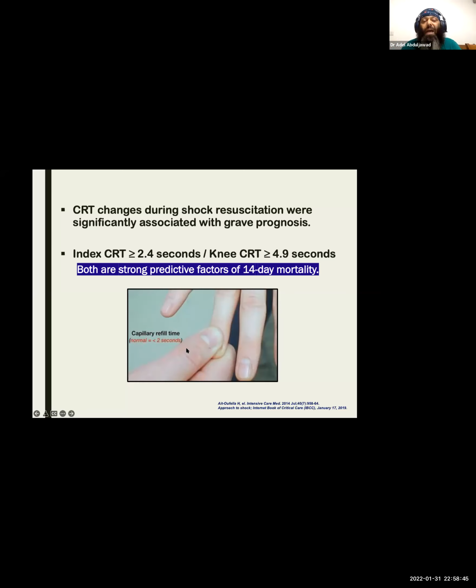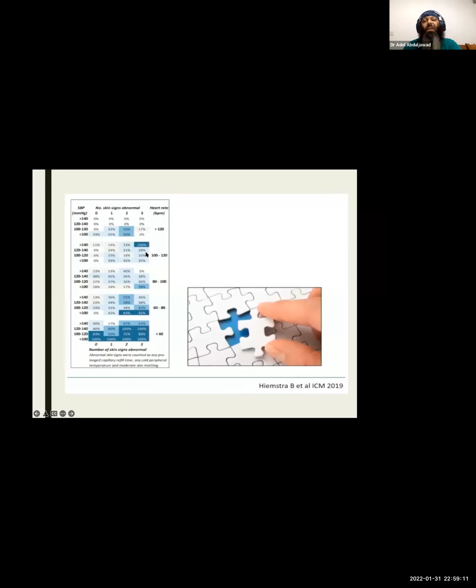So you can know how this capillary refill time is a simple bedside tool you can rely on for assessment as a red flag in shock. And all of us know that the normal capillary refill time is less than 2 seconds. If it is 2.5 or more at the index, so do not measure it only at one site, use both to increase the sensitivity. So measure it at the index, measure it at the knee.